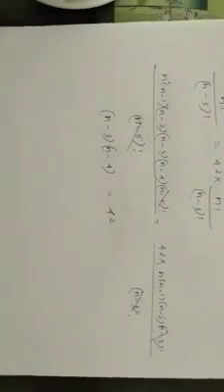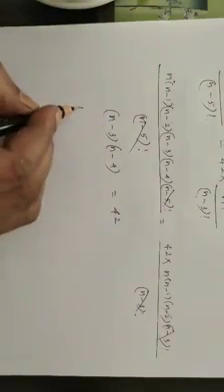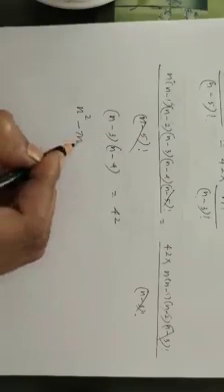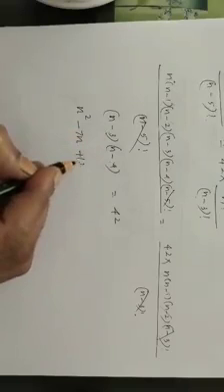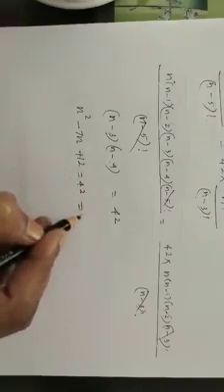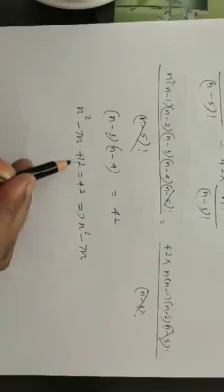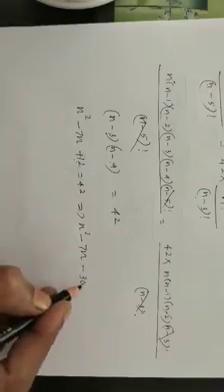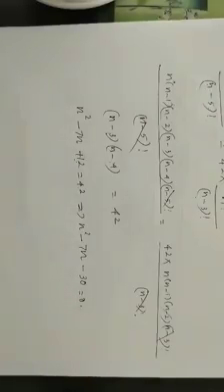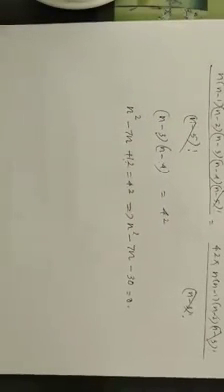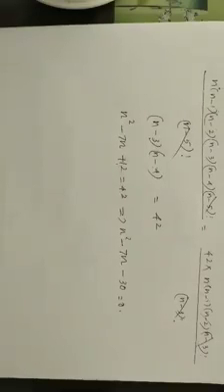What is n minus 3 into n minus 4 by opening the bracket? n square minus 4n minus 3n plus 12 equal to 42, or n square minus 7n plus 12 minus 42, that is minus 30, equal to 0. Okay, that is n square minus 7n minus 30 equal to 0. You can solve this equation either by using the quadratic formula or by using factorization.